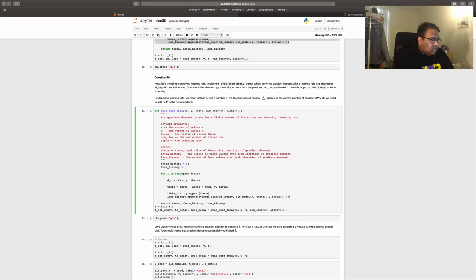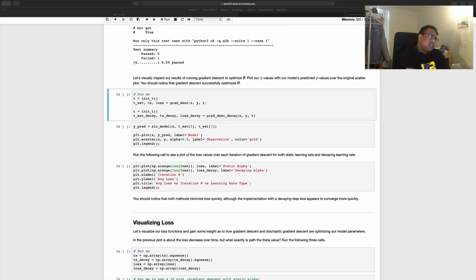And instead of multiplying by alpha, we multiply it by alpha over I plus 1. We're also asked, why do we need to add plus 1 in the denominator? Because otherwise on iteration 0, we would be dividing by 0. So we can't do that, right? Because I will start off being 0.